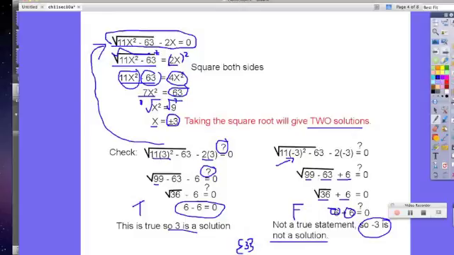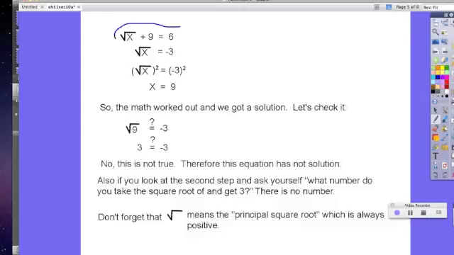Square root of x plus 9 equals 6. Let's do that one. Subtract 9 from both sides, and we get negative 3. The radical is now isolated. Square both sides. We get the square root of x squared equals negative 3 squared, which is 9. Squaring a radical makes the radical disappear, and you get x equals 9.